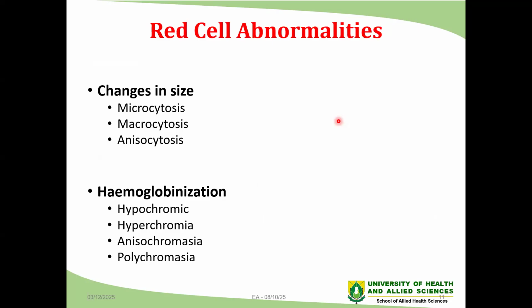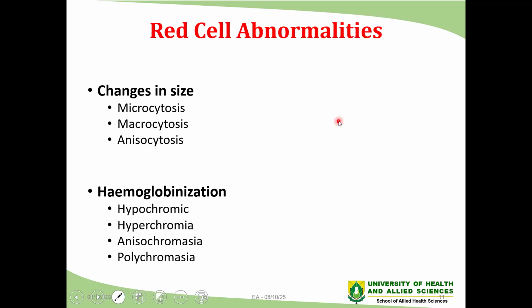So now, the other abnormalities that we are going to see may affect the size of the red cell. If the red cells are small in size, we say they are microcytes. If they are big in size, we say they are macrocytes. And if the sizes are varying, we say that's anisocytosis. And then we have changes that affect the hemoglobinization. If the amount of hemoglobin is low within the red cell, we say that is hypochromia. Or if you are describing a single red cell, you might say hypochromic. The red cell is hypochromic.